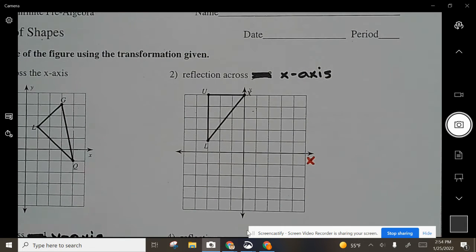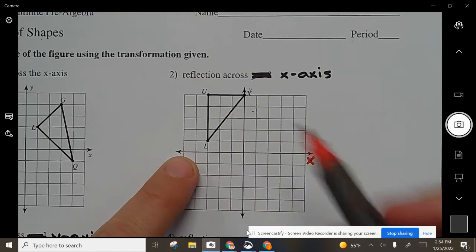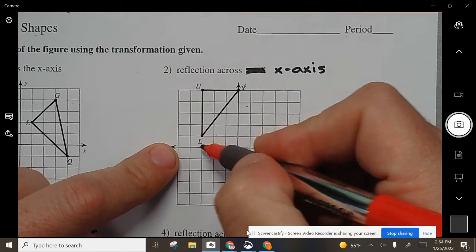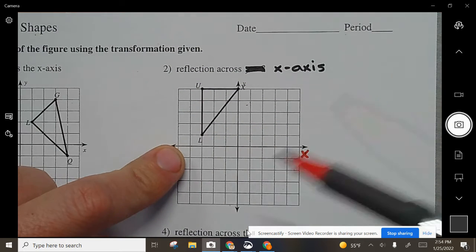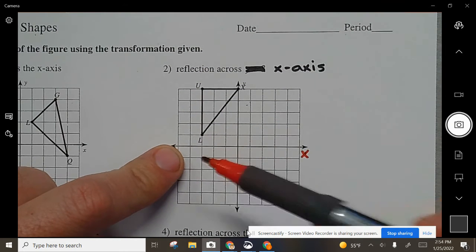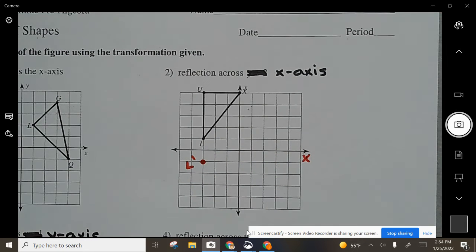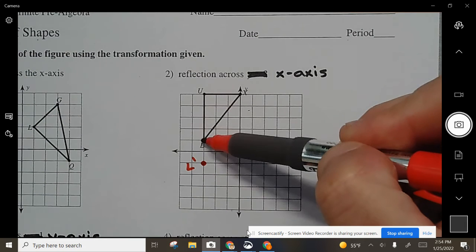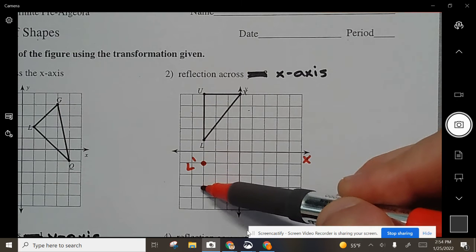So if it's the x-axis that we're reflecting this over, this is like the mirror that we're reflecting it over. If you look at L right here, how far away is L from the x-axis? It's 1 unit away. So what we're going to do on the reflection is go 1 unit this way. And there's the new L. How far is U from the x-axis? It's 1, 2, 3, 4, 5. So you're going to go 1, 2, 3, 4, 5.